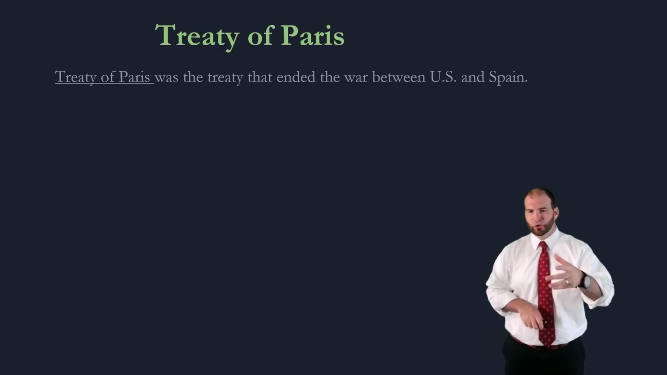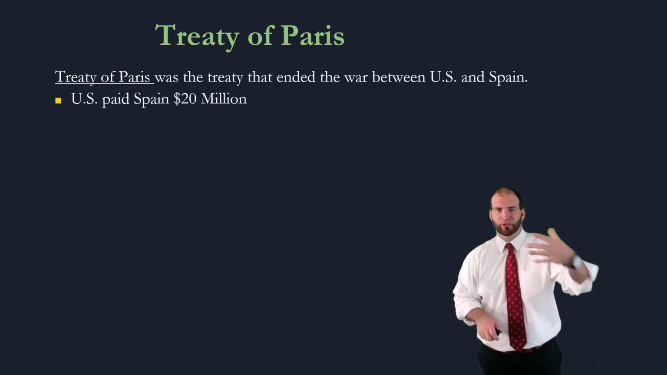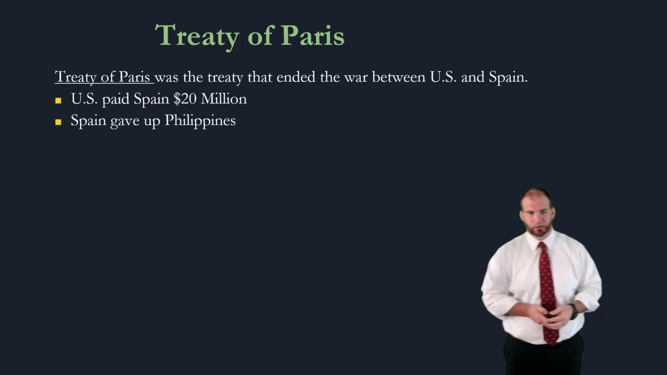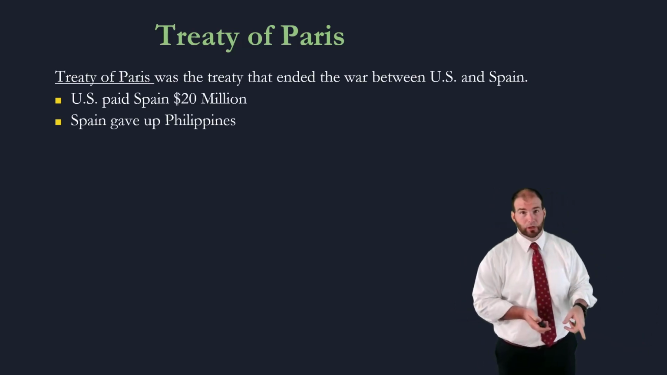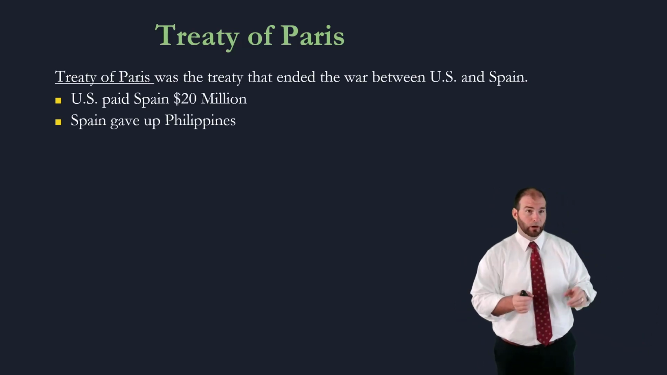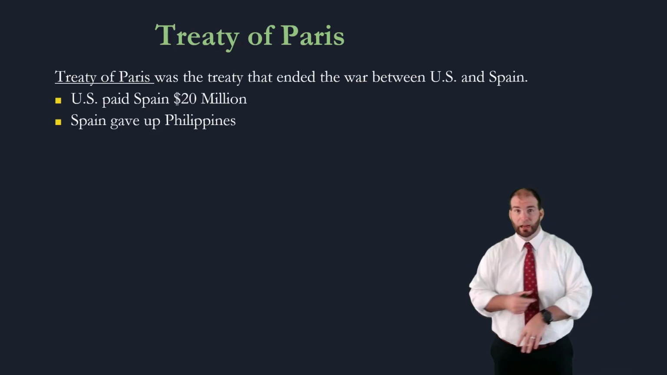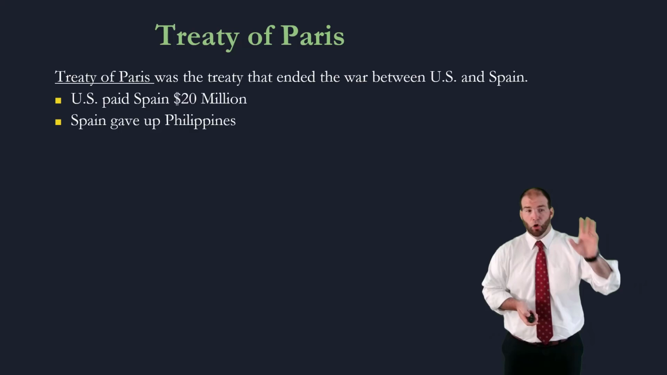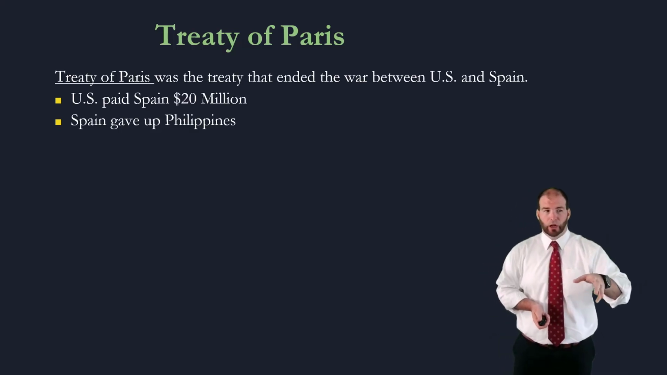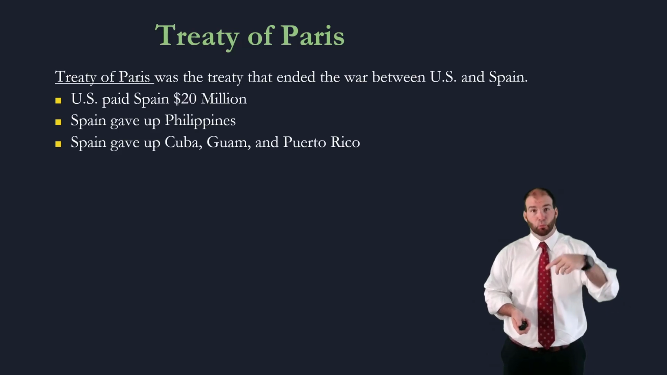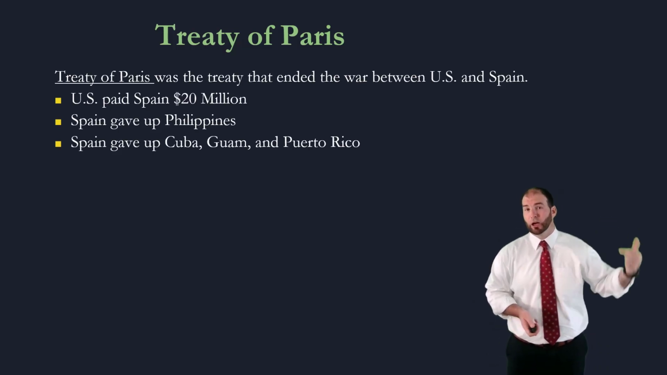So, as soon as the war ends, we have the Treaty of Paris that's going to end this war. The very first thing the United States does is pay Spain $20 million. Very similar to the way America paid Mexico after the Mexican-American War, in the Treaty of Guadalupe Hidalgo, where we paid them $20 million so they can't claim we stole the Philippines from them. We bought it from them, so they can't come back and get it.